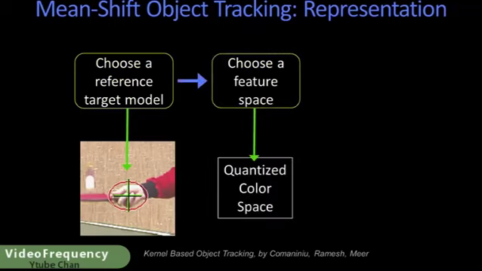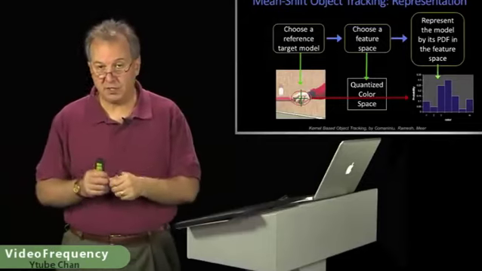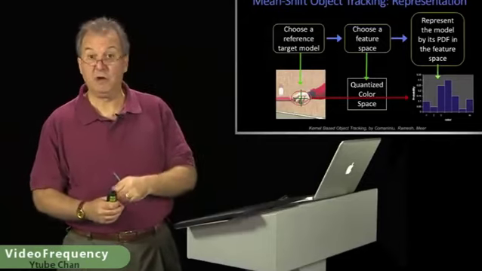And in mean shift, what we do is we choose a feature space that is the quantized color space. So what that means is that we carve up the different RGB values into a histogram. It's written as a 1D histogram here, but it's typically a three-dimensional histogram, R, G, and B. You might carve R up into 4 bins, G up into 4 bins, B up into, say, 4 bins.